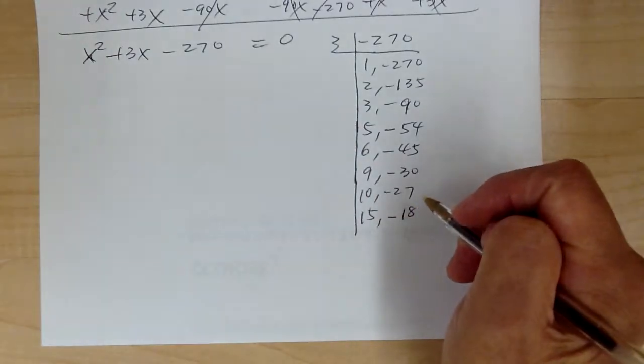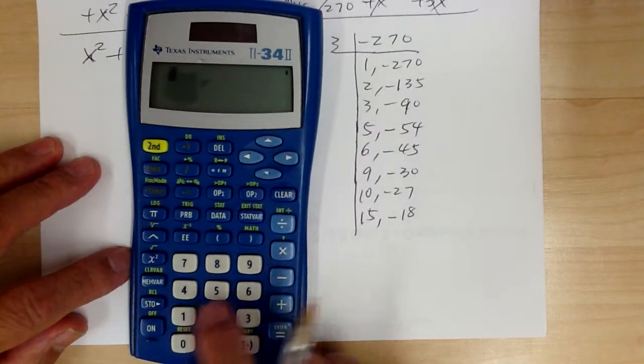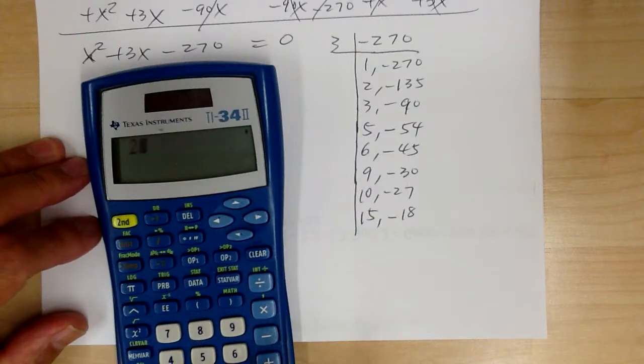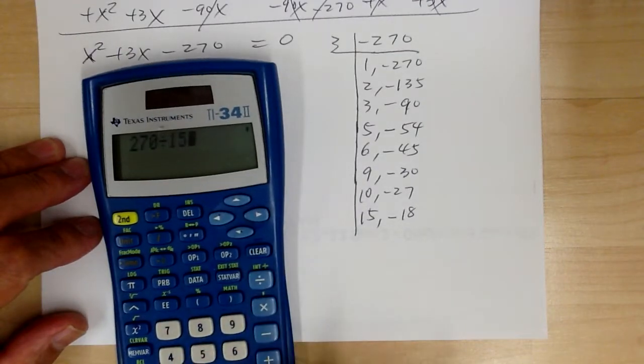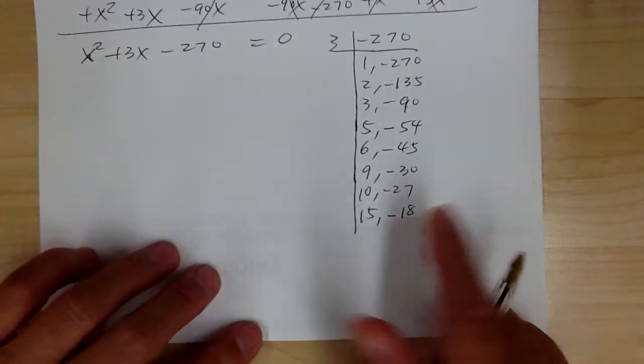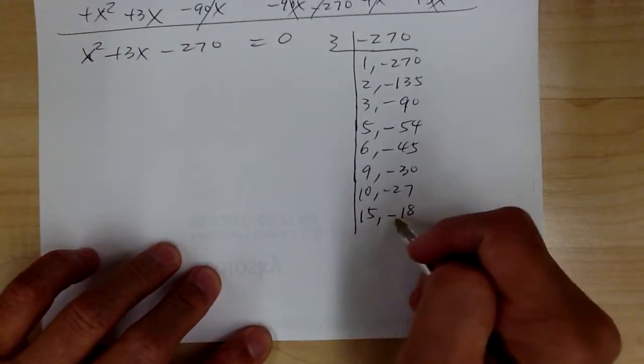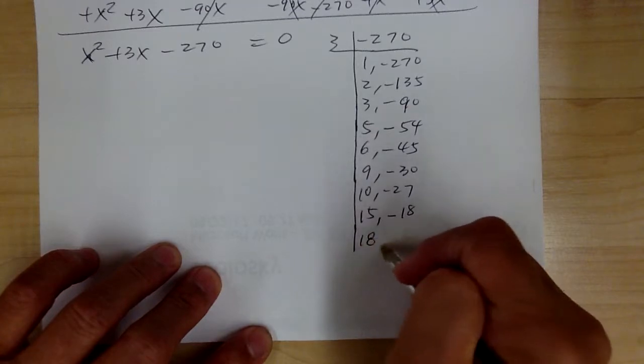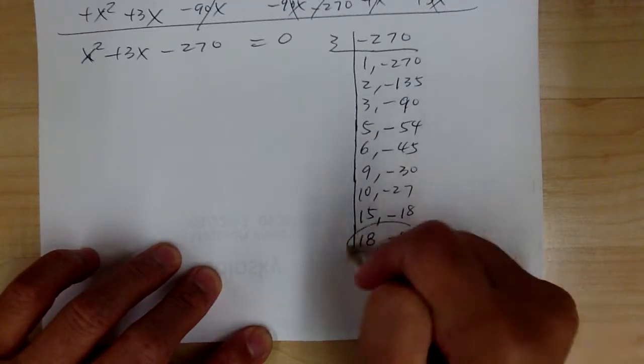Or you can use calculator, right? So try use calculator. Okay, so 270 divided by 15 equal 18, right? And so when you get here, you should realize that this will give you -3. So you need to get 18 comma -15. So this would be the one. Okay.